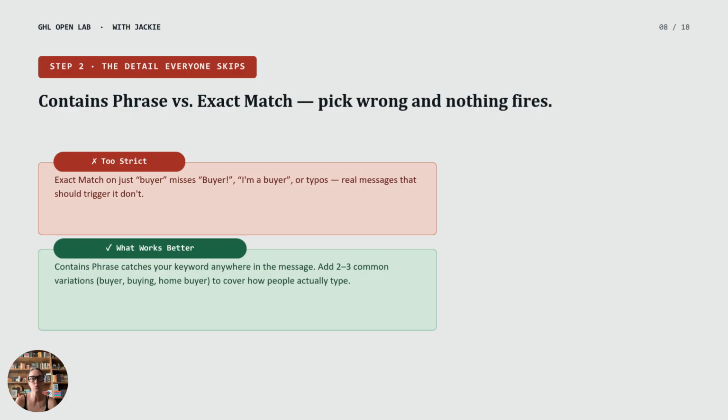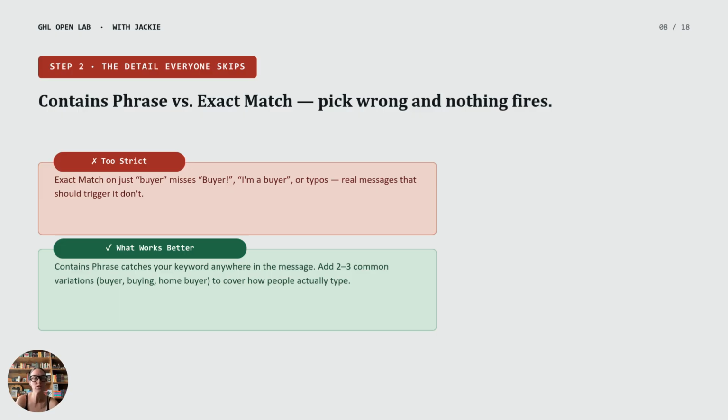So one thing is, when you're creating that workflow, it's going to say contains the phrase or it's an exact match. We are not going to use exact match, because people could add an additional letter, or they could make something capital, or they could say, I'm a buyer. There could be typos. There could be all of these things, and that's going to interfere with the trigger actually triggering. So make sure it just says contains a phrase, because what that's going to do is it's going to catch your keyword anywhere in that message that they're going to be sending.